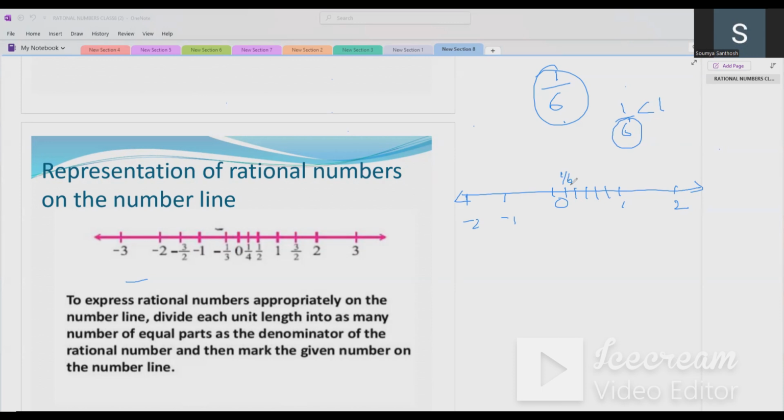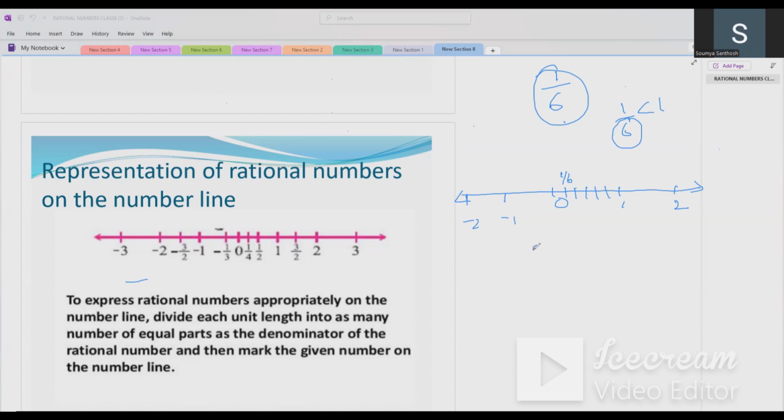Understood? Now if it is a negative 1/6, where will it come? Always remember the value of a negative number: going towards the left, the value is going to decrease. And for the positive integers, going to the right, the value is going to increase. Correct? Okay. I will talk about only positive rational numbers today. Next class, I will explain the negative rational numbers.